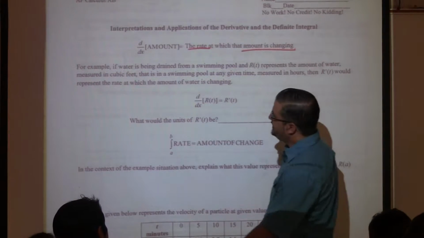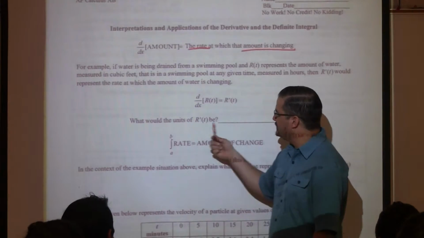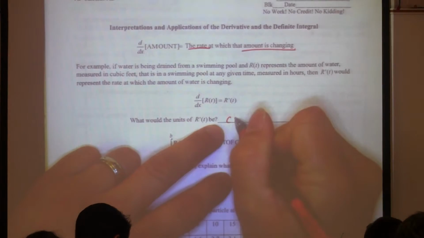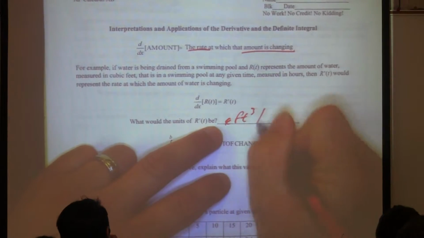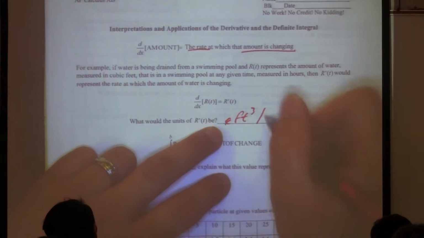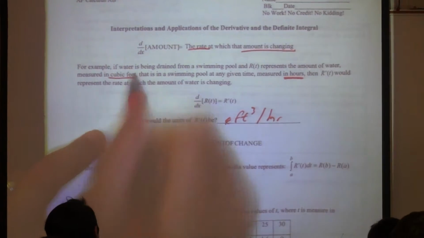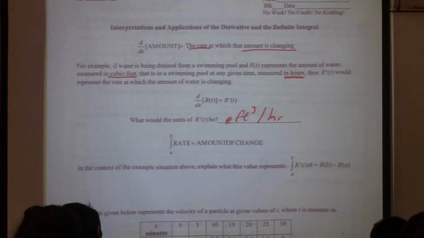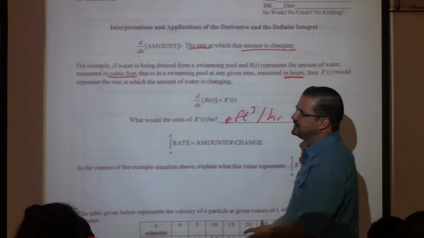Alright. So if I find the derivative of R of T, I would get R prime of T. And what would the units of R prime of T be? It would be cubic feet per what? Per hour, right? See that up there? It's kind of like related rates. It's a derivative, so we're finding a rate. We're just talking about what it means. That's all we're doing. So now look at the next one.